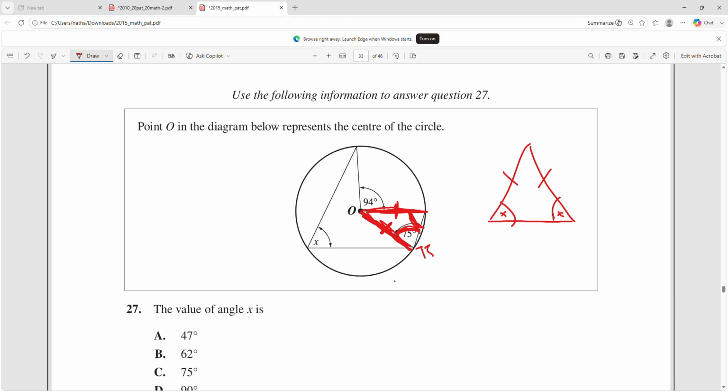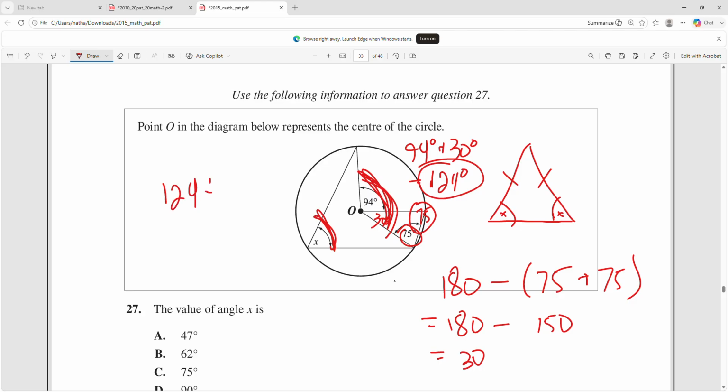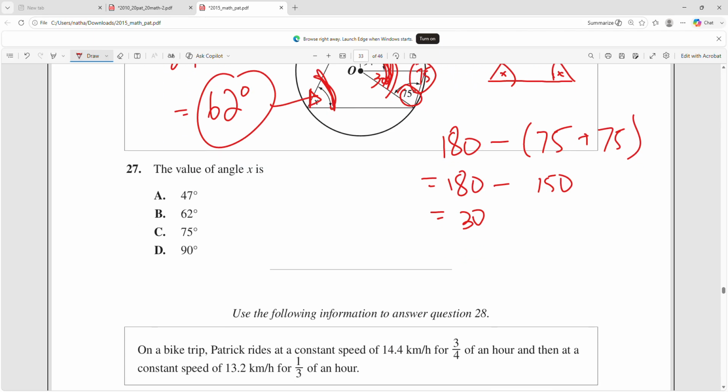So that one's 75, and so is that one. Since we know both of those angles, we can use sum of angles to get this one. So 180 degrees minus 75 plus 75, 180 minus 150, 30 degrees. Okay, so there we have it, 30 degrees. So now we know this angle is 94 plus 30, which is 124 degrees. So we know our central angle now is 124. Now we can get this one because it's going to be half. So half of 124 gives us 62 degrees, and that is our angle here. And there it is. Boom.